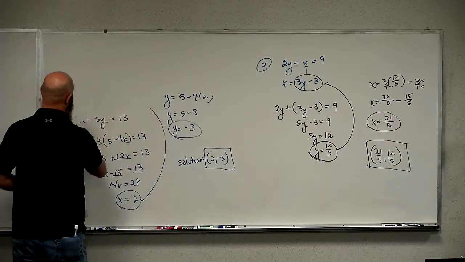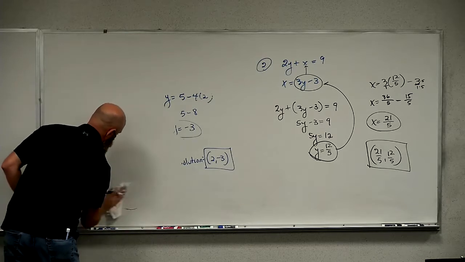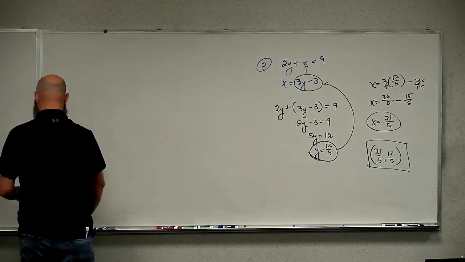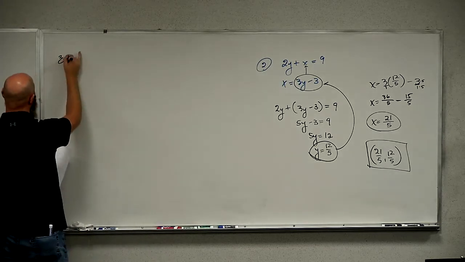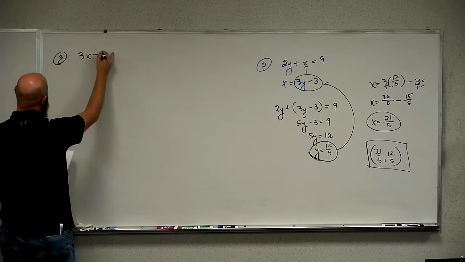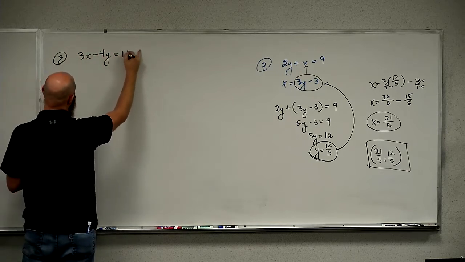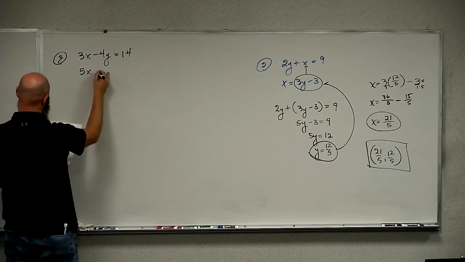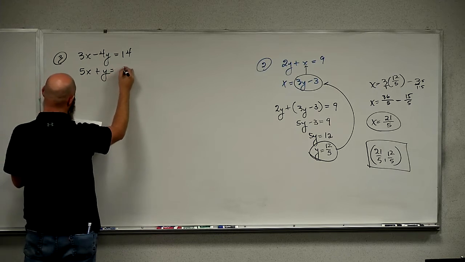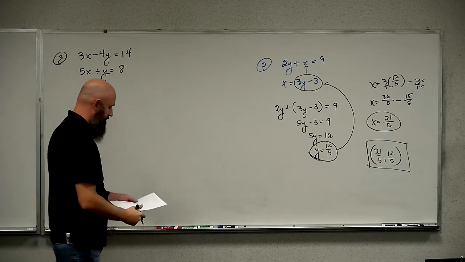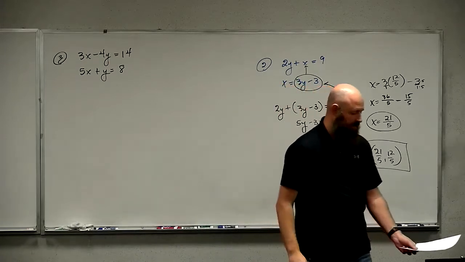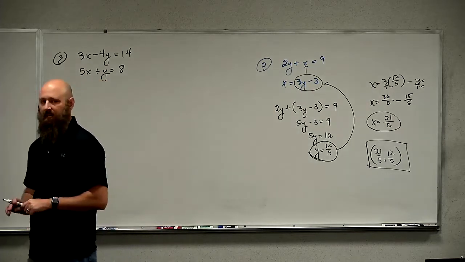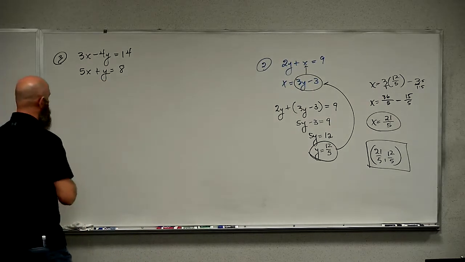All right, let's look at a couple more here. Number 3. 3x minus 4y equals 14. And then 5x plus y equals 8. All right, so here you can see nothing is by itself, but we can get it there. Okay, so let's do that.